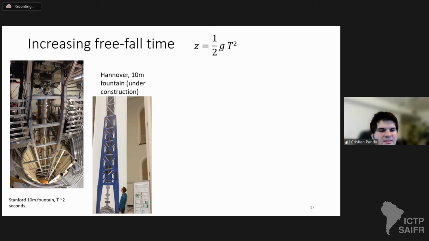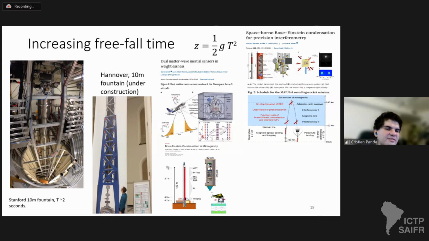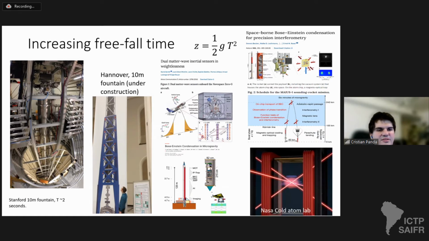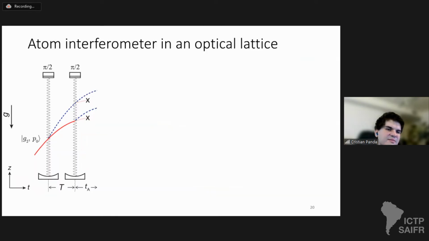So further increases in coherence time can only be achieved by putting experiments themselves in free fall, and this has also been done. For example, by using zero-G aircraft, or launching the experiment in sounding rockets, or maybe you can put them in a capsule in a drop tower. And recently there's been the demonstration of the first Bose-Einstein condensate achieved in microgravity by the NASA Cold Atom Experiment at the International Space Station.